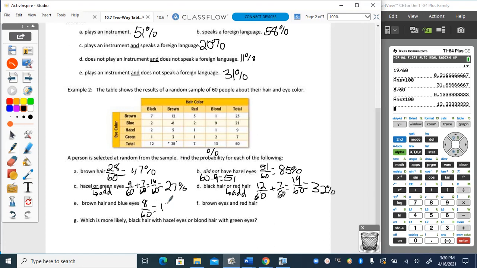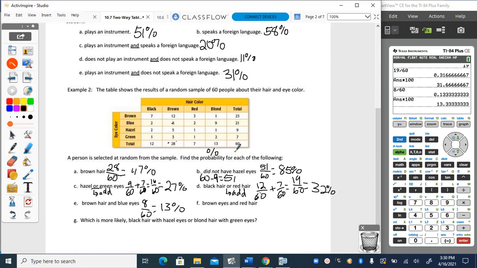I hope you guys know other ways to change decimals into a percentage. You multiply by 100, or you move that decimal point to the right twice. So 13%. All right, and we have another one that says and.